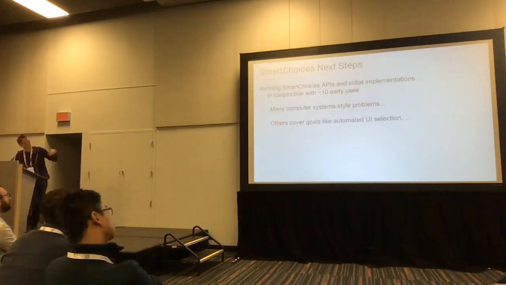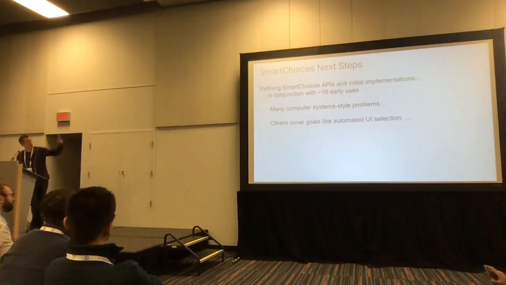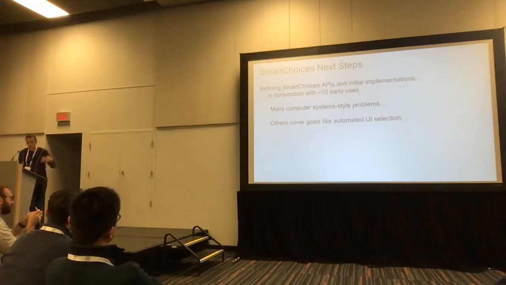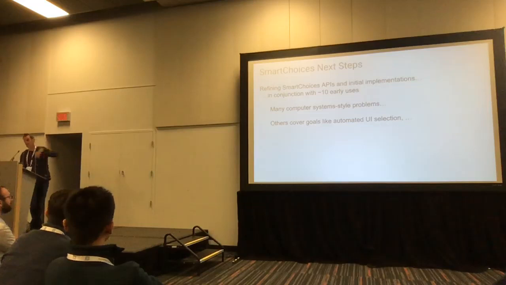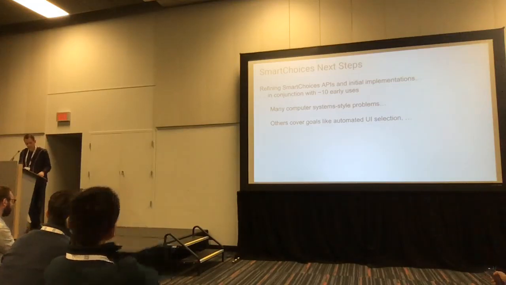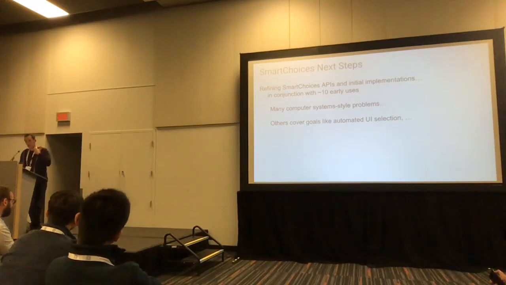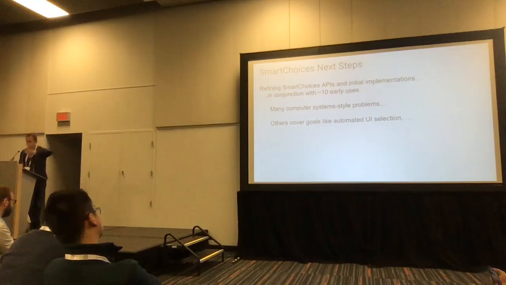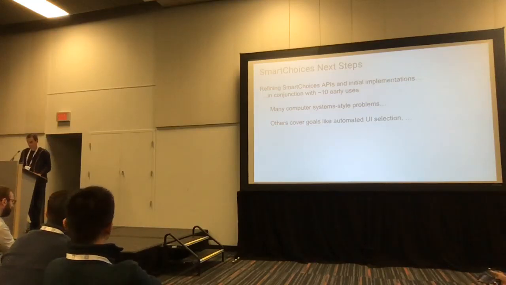So our next step is that we're refining this API, and the initial implementation is working with about 10 early uses that we've identified across Google. Many of these uses are computer system style problems, but it's also useful for other kinds of things, like what treatment in a UI do I want? Is this UI better than this UI? Using some measured reward from how users actually interact with the system. So it's not just computer systems code that we imagine using this. We think there's a lot of room for these kinds of really easily integrated machine learning models in the core of a traditionally written hand-coded computer system.